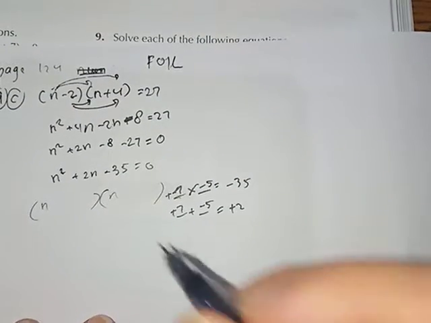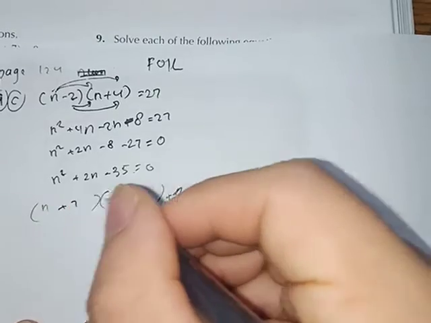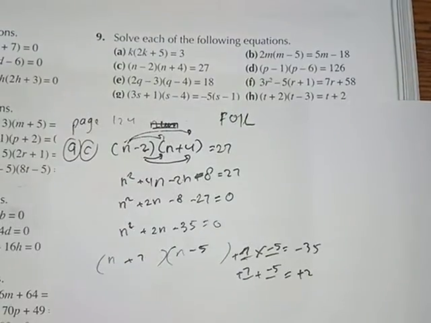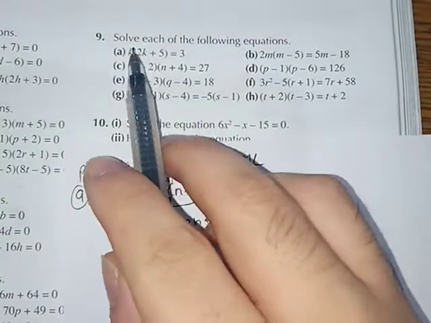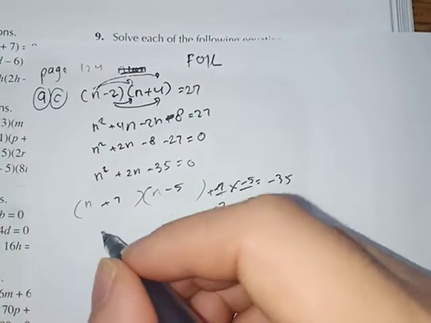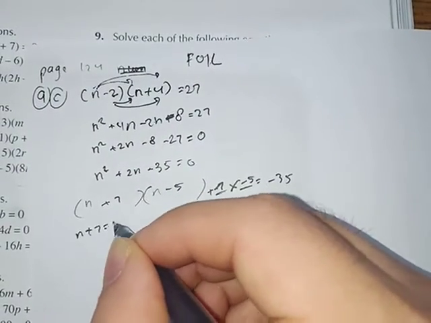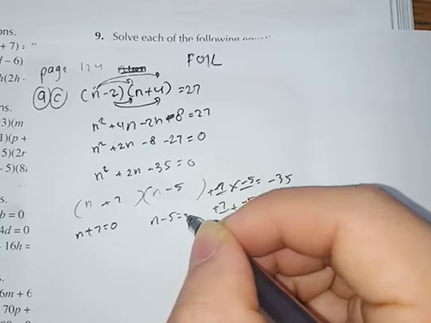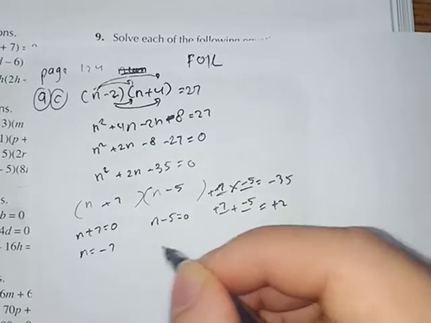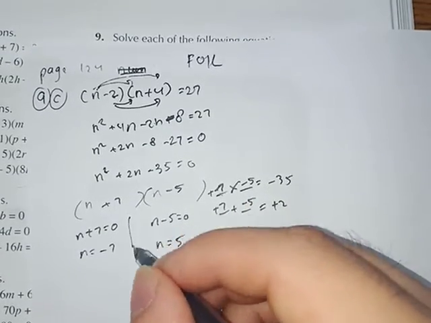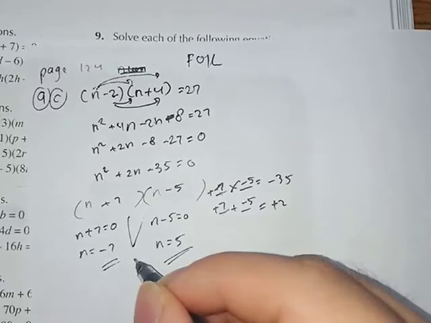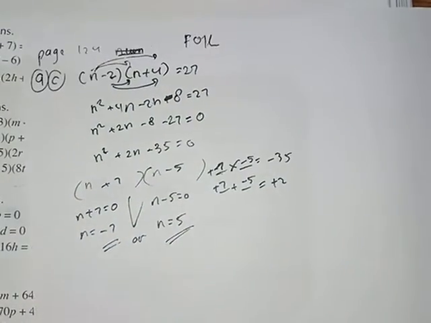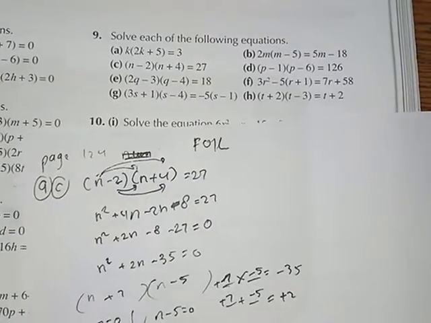Yep, right. And then they ask to solve, right? Solve means you need to find the n. So you don't stop here. You need to continue like this, right? So the answer is n equals negative 7, or n is 5.